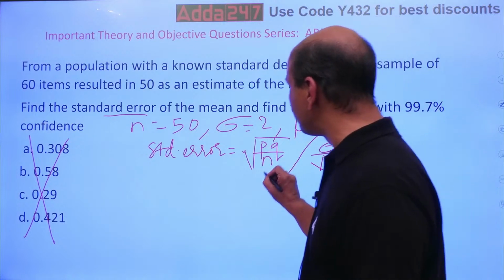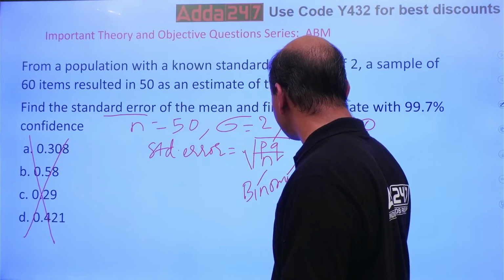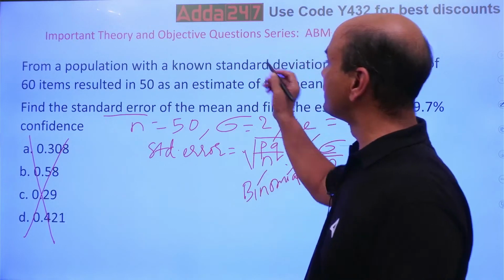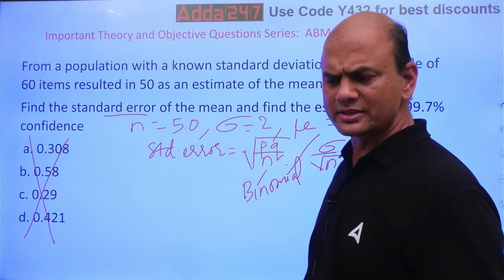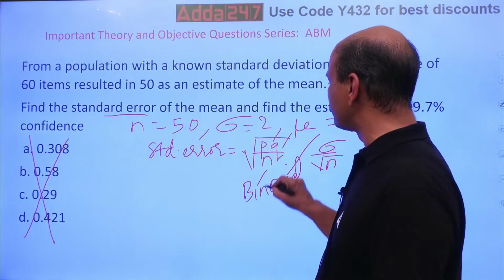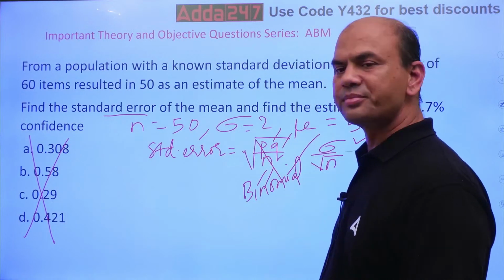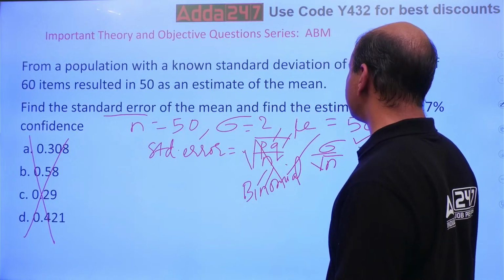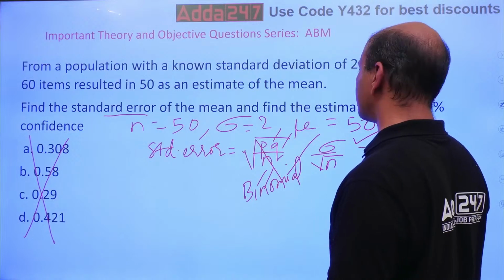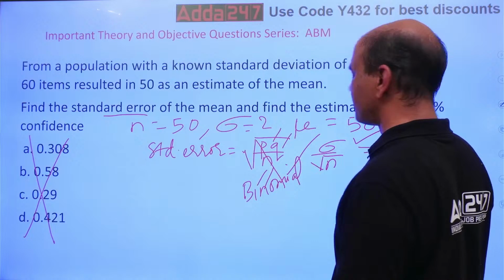This is for binomial, kindly note, binomial. Is there a binomial problem over here? Are there two results possible over here? Nothing, no? So this cannot be used, and you'll be using psi upon root of N. Psi is given as 2, upon root of 50. Find it. So 2 upon root of 50.